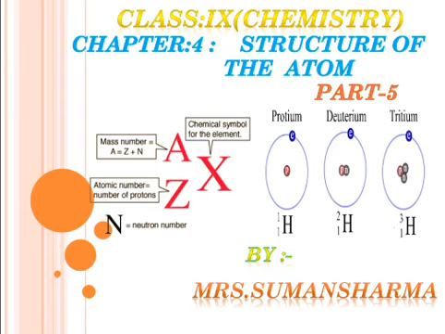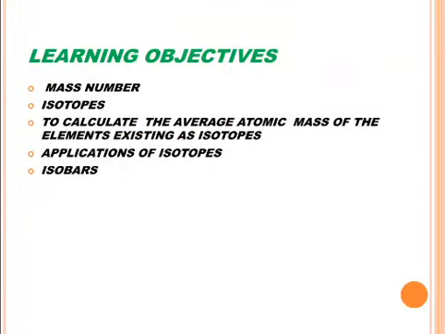Well, today we are going to discuss part 5 of chapter 4, that is structure of the atom. In part 5 of this chapter we will learn in detail about mass number, isotopes, how to calculate the average atomic mass of the elements existing as isotopes, applications of isotopes and isobars.